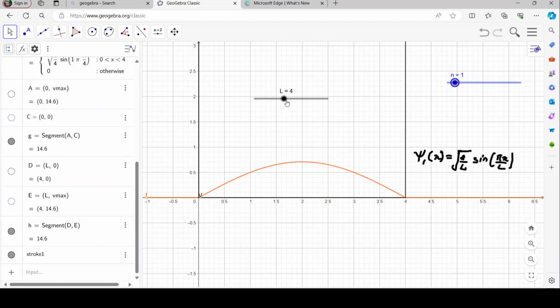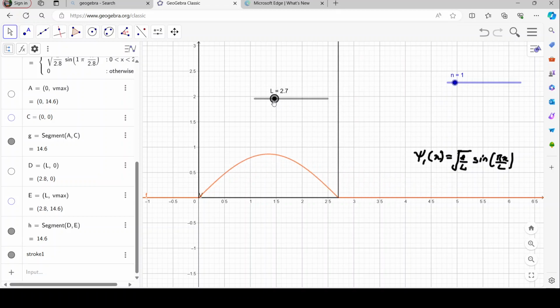Here L is the width of this one-dimensional box, and you can increase or decrease it on this platform. If L changes, the wave function also changes accordingly. You can see that outside the box, the wave function is always 0, it is not changing, and the shape of the wave function changes only inside the box.